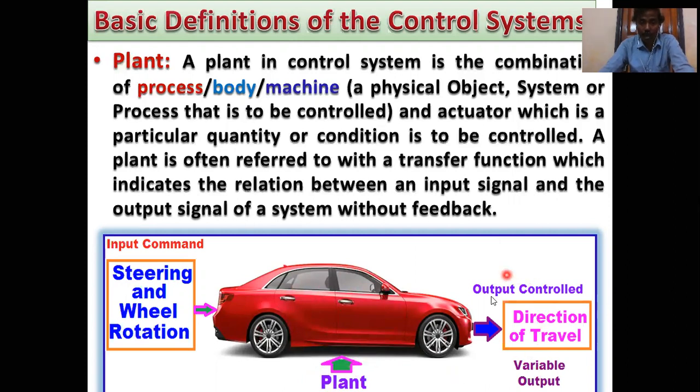So what is the transfer function? The output by input ratio is called the transfer function if all initial conditions are zero. And this is also called efficiency. What is the efficiency? Output by input, and this ratio is always less than 1. So this is the plant definition. A plant in a control system is the combination of process, body, machines, physical objects, a system or process that is to be controlled. So this is the plant definition.